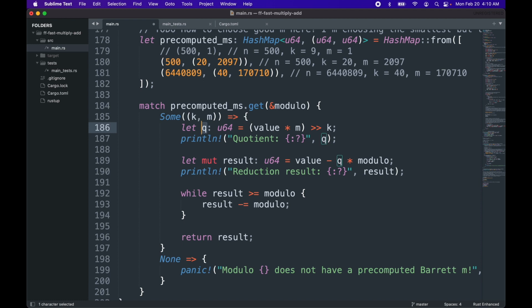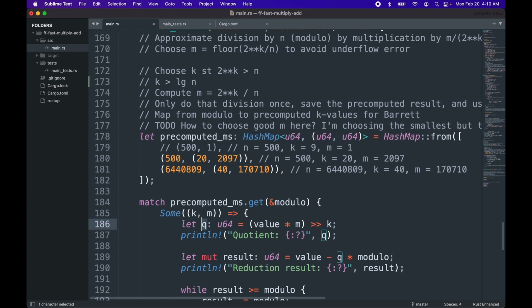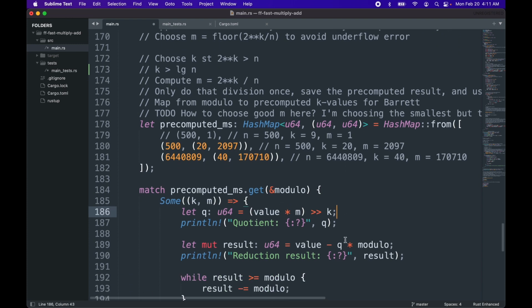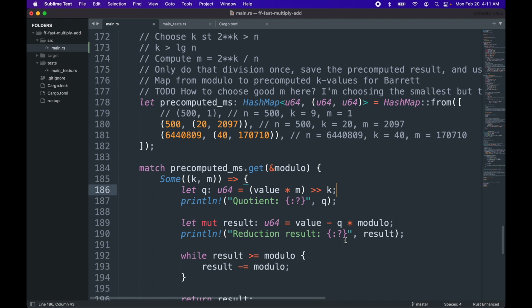We get the quotient, which is whatever value times the m, right? M is 2 to the k divided by n. And then we shift over by k. And that's essentially saying, get rid of this part. Okay, so what we really have is value divided by n, and that's approximately it.